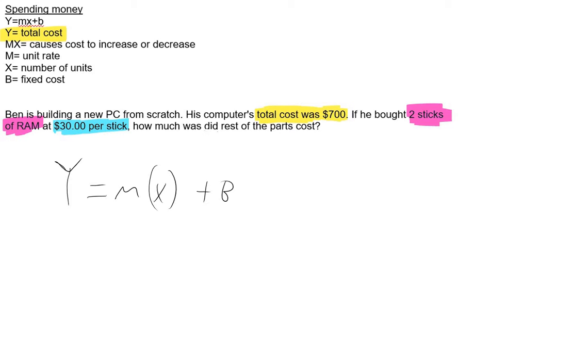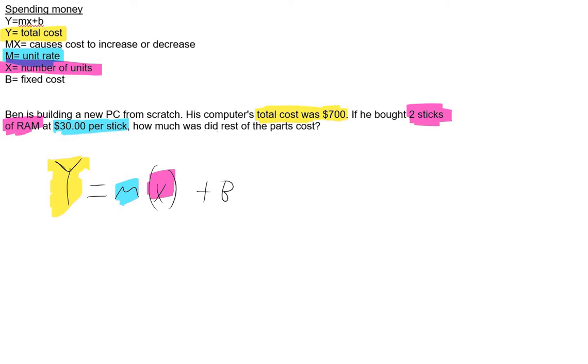So you have $30 per stick. You got that key word there, per, telling us that this is going to be a rate, or a unit rate. So this is going to ultimately take the place of M. Y is the total cost, so that takes that. And then what we're left with is our red, our 2 sticks of RAM. That's our input, right? That's how much he got. So that's going to be our number of units.